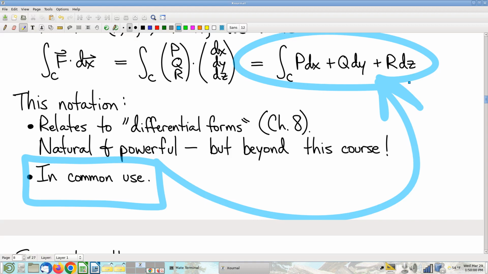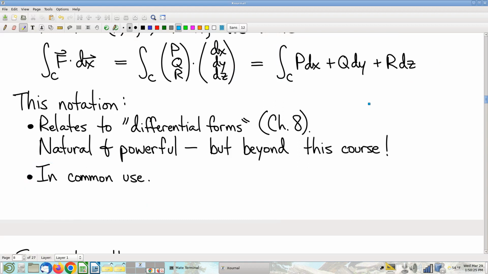Because they are in common use outside of this course, in the real world, as it were, you're going to see this notation. Some people prefer this notation. Some people even use it by default. So when you encounter this notation, I just wanted you to be able to identify what it is and how to make sense out of it.